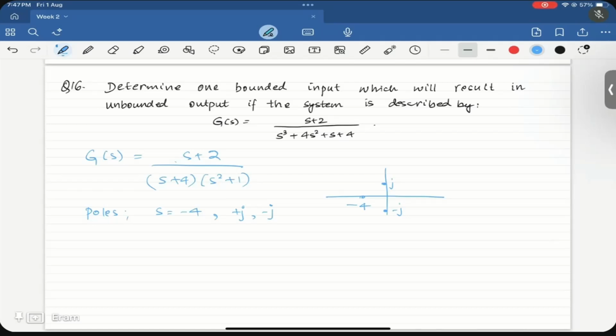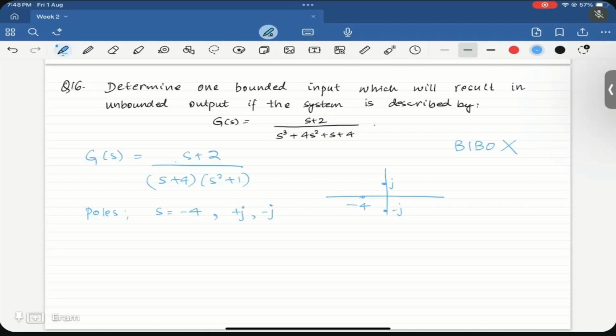If you have an option where you have to tick one option, yes or no, then no. Yes, it is not BIBO stable, because for BIBO stability, all the poles should lie on the left half plane. But in this case, we have only one pole on the left half plane. The other two are on the imaginary axis. So this is not BIBO stable.